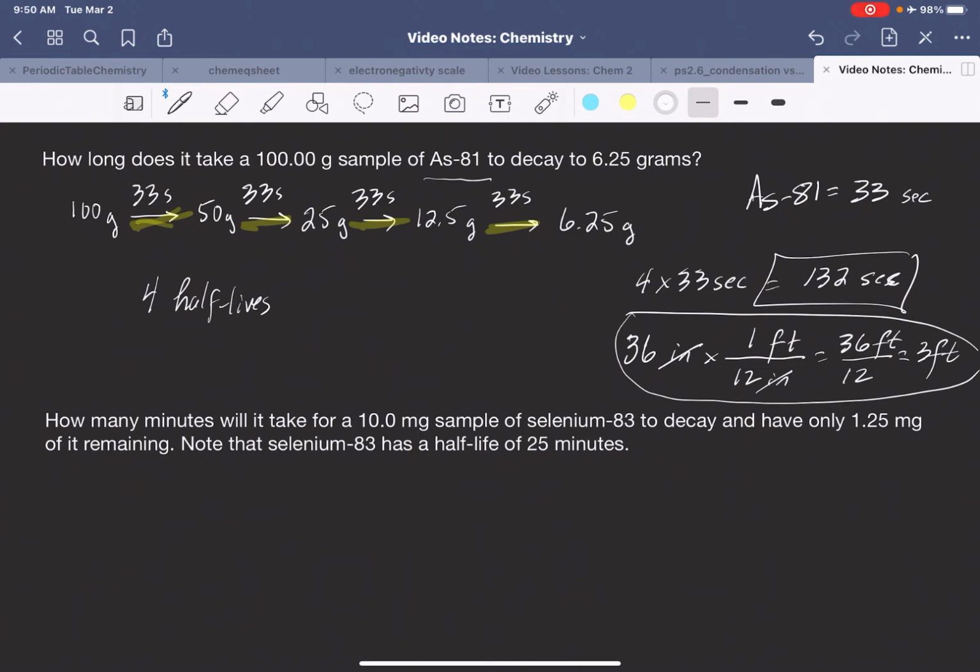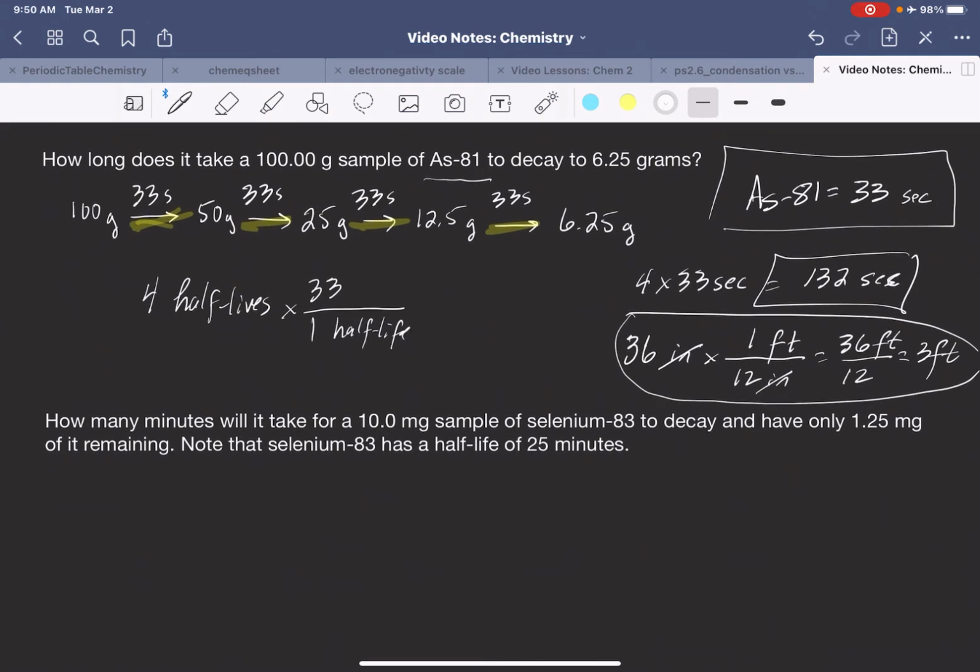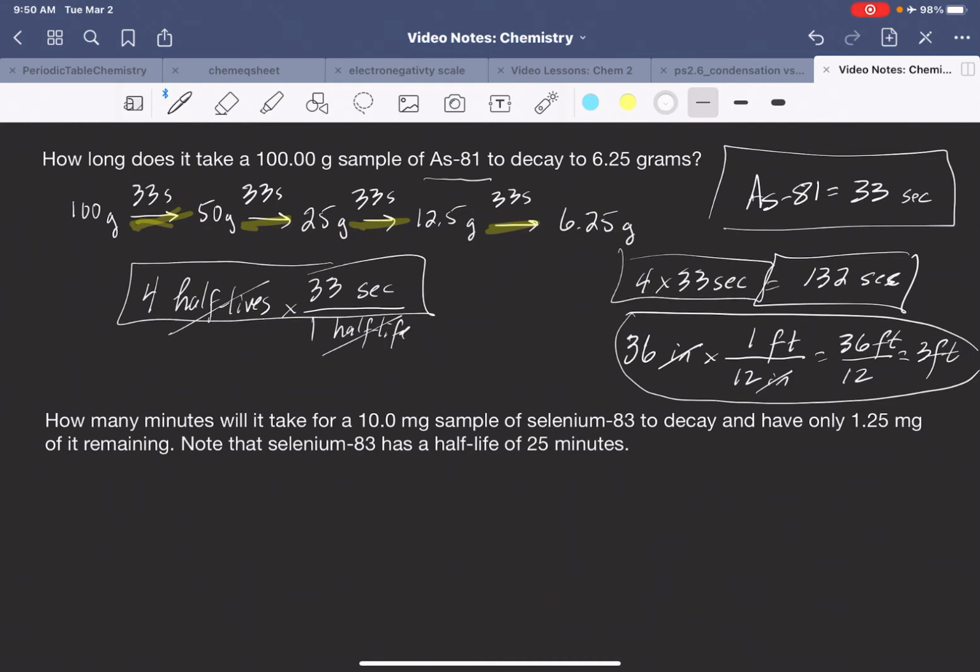Well, we could do the same thing here. Knowing this conversion factor, we would put half-life, and for every 1 half-life, that's a total of 33 seconds. Well, you can see half-lives goes away, and now you can see how this problem looks exactly like that problem. So that's where I got that from.